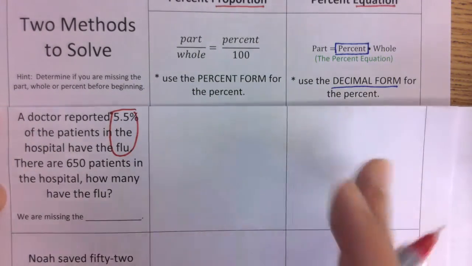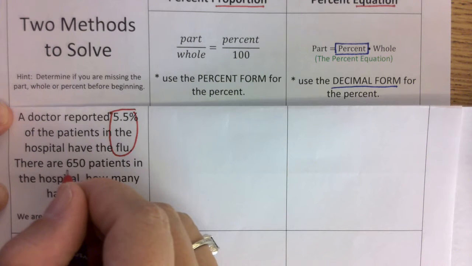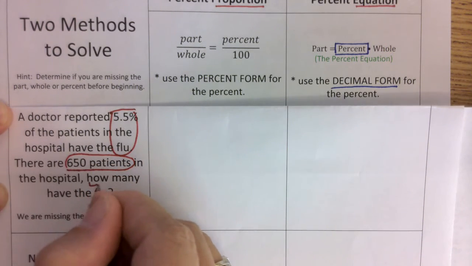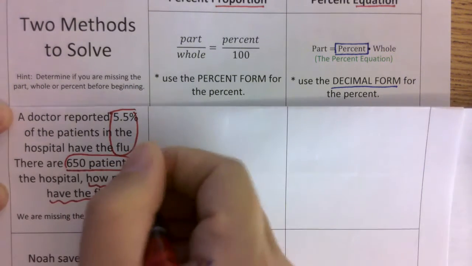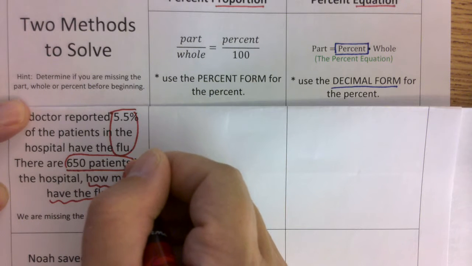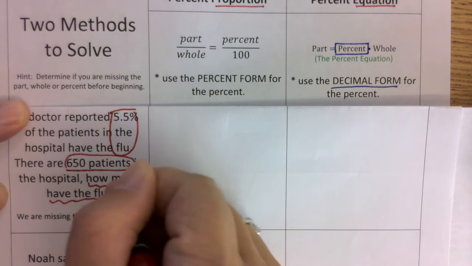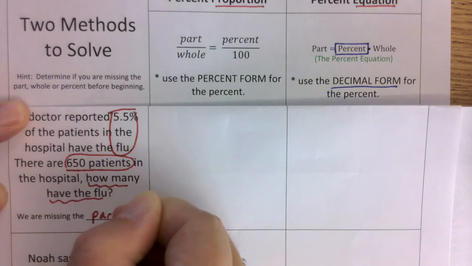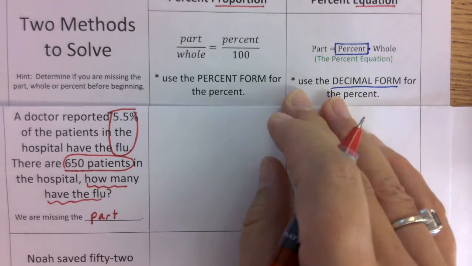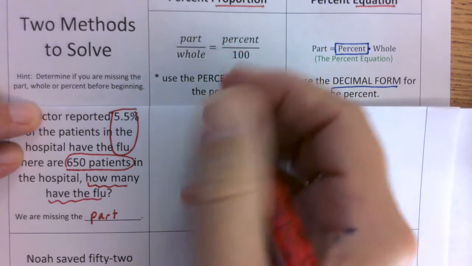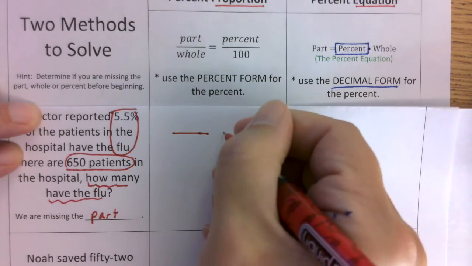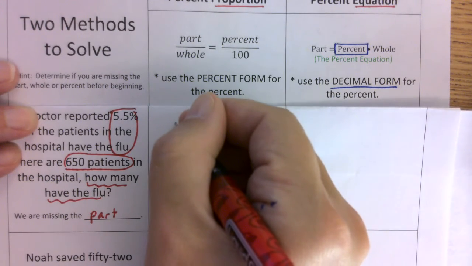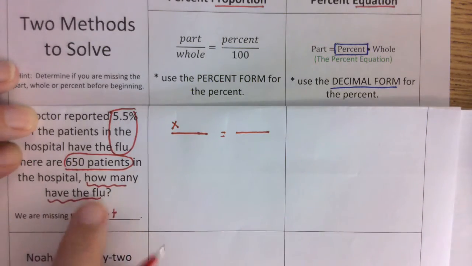And then we have, there are 650 patients in the hospital. But the question is, how many have the flu? So this sounds like the whole amount in the hospital. And then they want me to tell the part that has the flu, the part of the people that have the flu. So we're missing the part. So we're going to go ahead and set this up. So when I do part over whole, and guys, remember, I expect you to put words on these. So the part I don't know, but I know it's supposed to be the people who have flu.